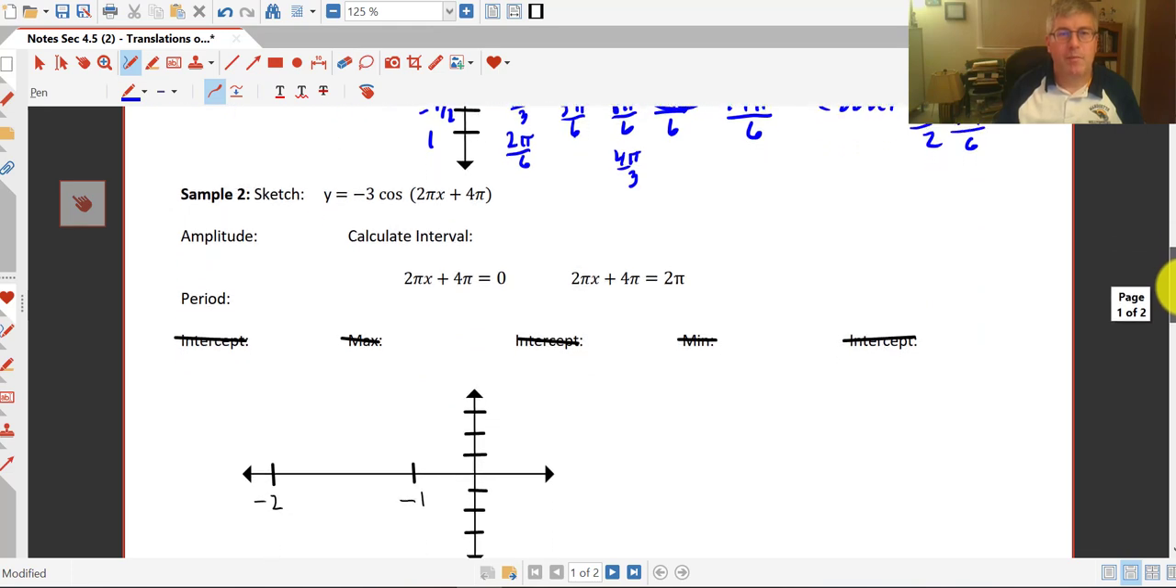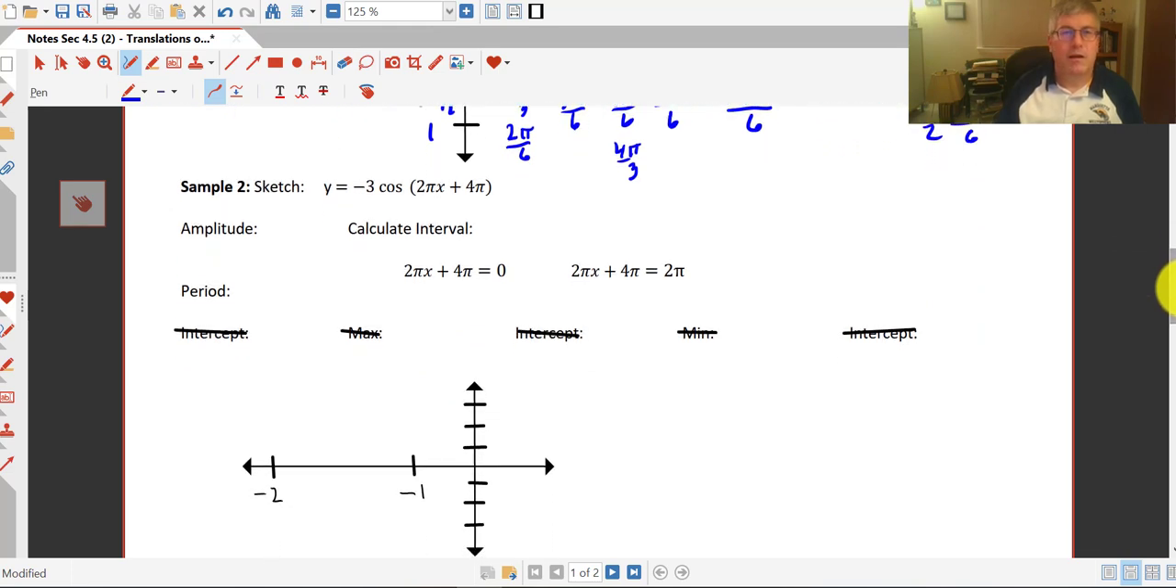Let's do another sample, something that's a little bit more complicated. We're going to graph a cosine curve now. So we're not going to have 3 intercepts and 1 max and 1 min. We can talk about those, but we are going to definitely split this up into those 5 critical points again.